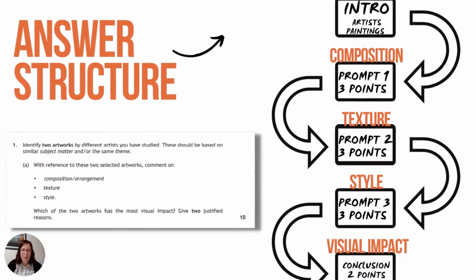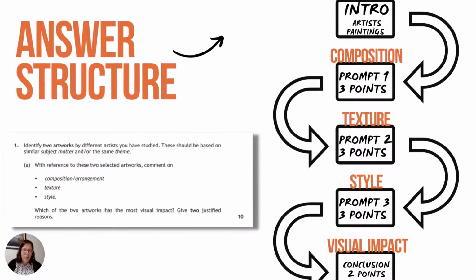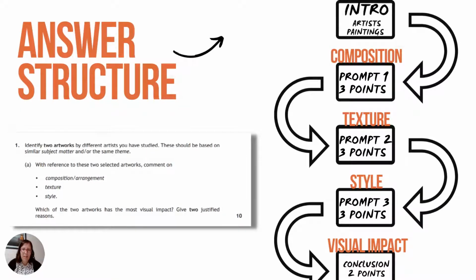So, with our answer structure, we're going to think about our introduction and we're going to mention the artists and the paintings that we'll look at. Then our next section is going to be our prompt word 1, which in this question is composition, and we're going to make 3 points about each of the artist's work. 3 points in total, remember, not 3 about artist 1 and 3 about artist 2, but 3 points in total. Then we're going to move on to texture, which is our prompt 2, and again make 3 points. Style, which is our prompt 3, and make 3 points to make sure that we have covered ourselves.